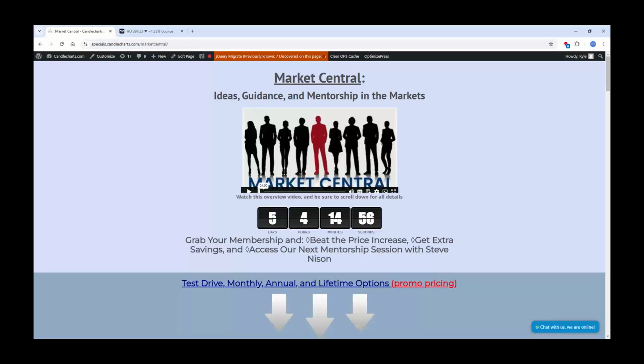I did get a couple of questions here. The first one: is NCS part of a membership of Market Central? No, there are 2 different things. Market Central and Nison Candle Scanner are what we call our 2 powerful tools that will help you trade. We do have a bundle that combines those 2 tools. We call it Power Tools, actually.